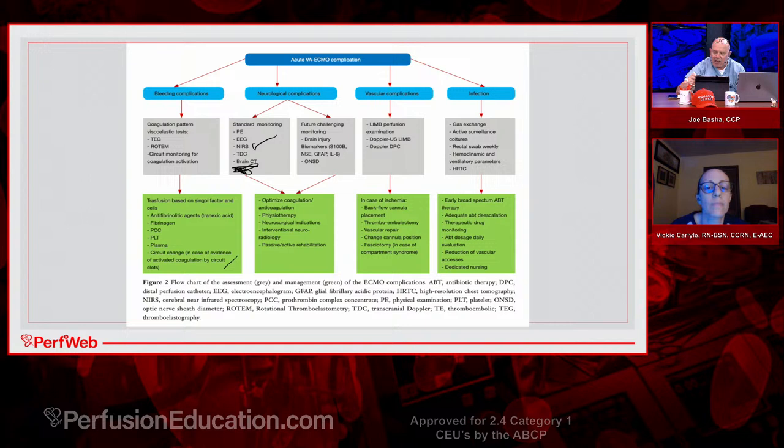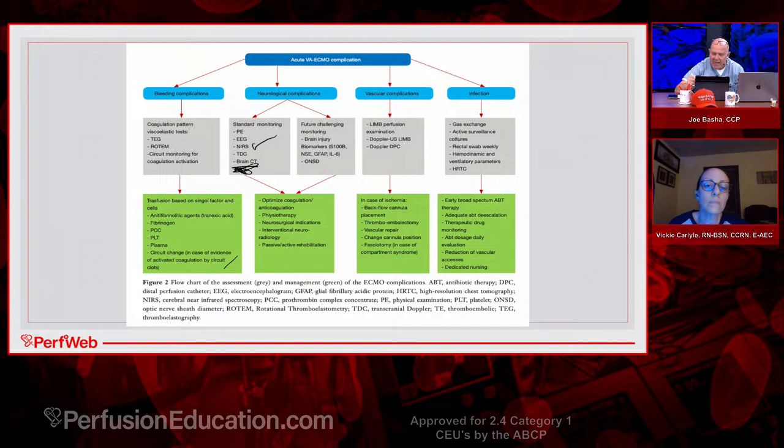de-escalation, therapeutic drug monitoring, very important, because if you take the ECMO course, you will learn that you will sequester certain antibiotics in your ECMO, and your titer in the patient is lower than you want it to be. So it's very important to be monitoring those titers and your peaks and your troughs. Reduction of vascular access, and dedicated nursing.